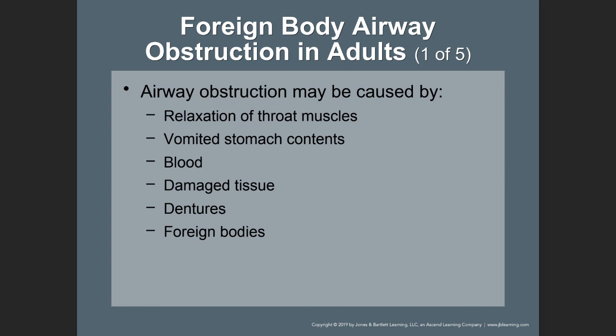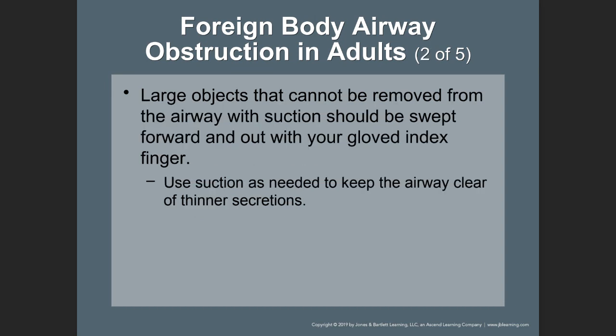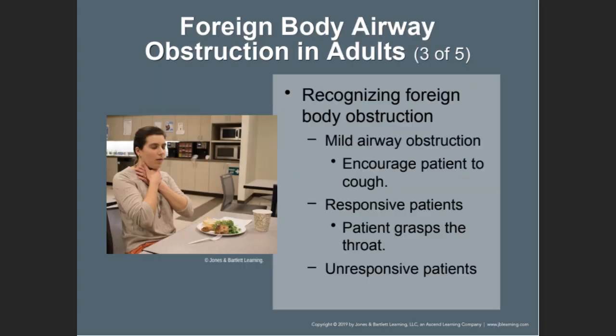Foreign body airway obstruction in adults. Airway obstruction may be caused by relaxation of throat muscles, vomited stomach contents, blood, damaged tissues, dentures, foreign bodies. Large objects that cannot be removed from the airway with suction should be swept forward and out with your gloved index finger. Use suction as needed to keep airway clear of thinner secretions.